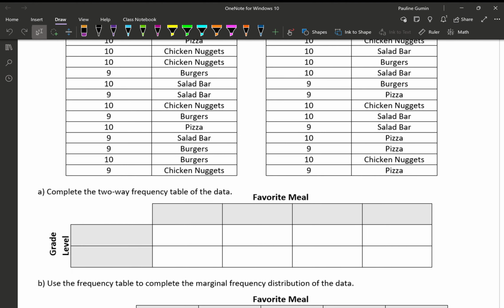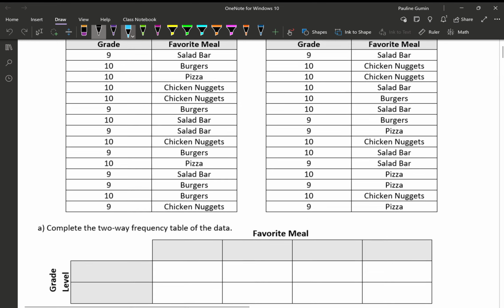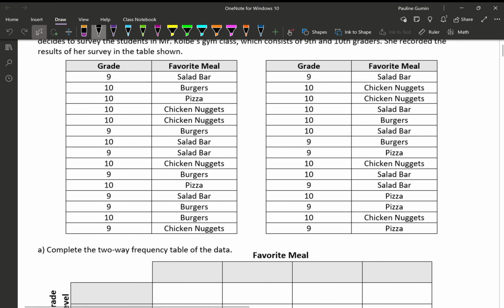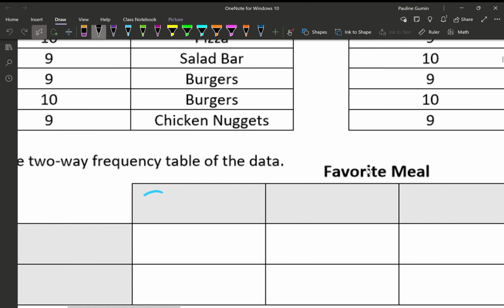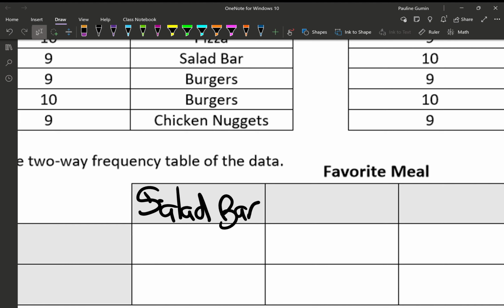Now, what we're going to do first is these gray boxes where we're going to put the titles of the categories. Now, across we have favorite meals. I see salad bar, burgers, pizza, and nuggies. So I'm going to write it down here. I'm going to write as the best I can. I'm not sure if I can fit in salad bar completely. Let's try. Salad bar. Oh, it did fit.